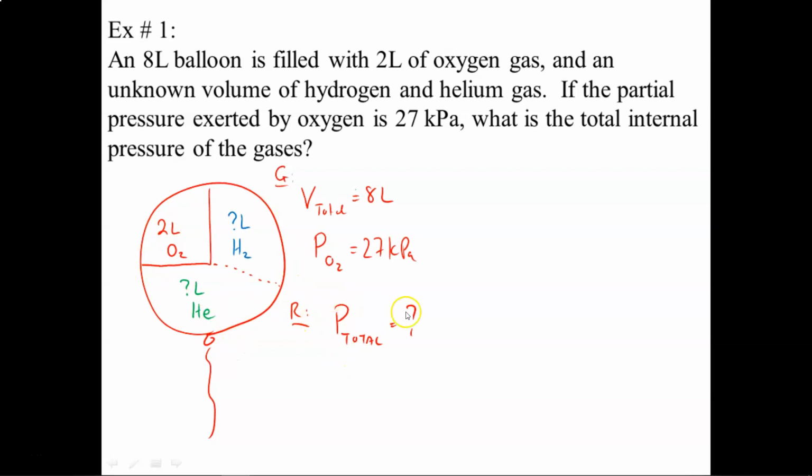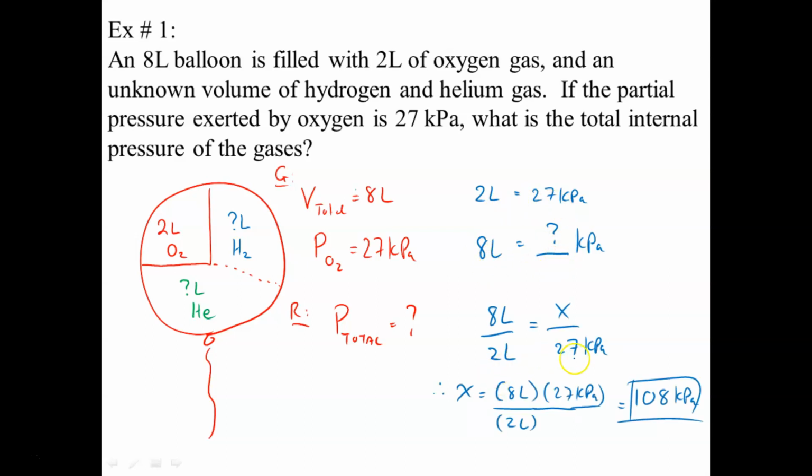So we're going to use Dalton's law of partial pressures to solve this question. Since I know that 2 liters of oxygen gas is the same as saying 27 kilopascals, then I can set up a ratio to determine how many kilopascals 8 liters would exert. So 2 liters represents 27, 8 liters representing x, solve for x, and we get the total pressure is 108 kilopascals.